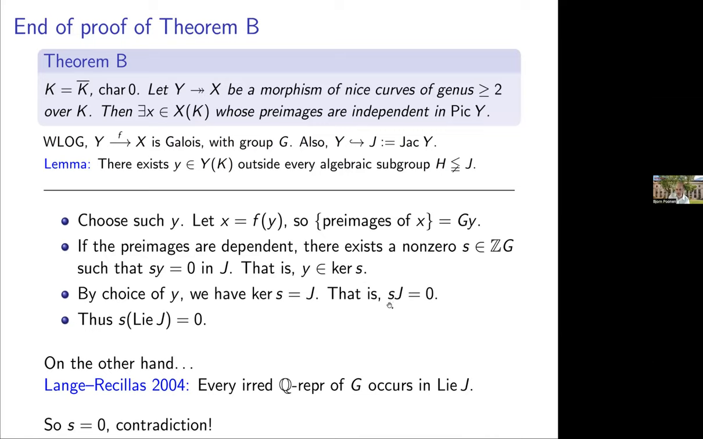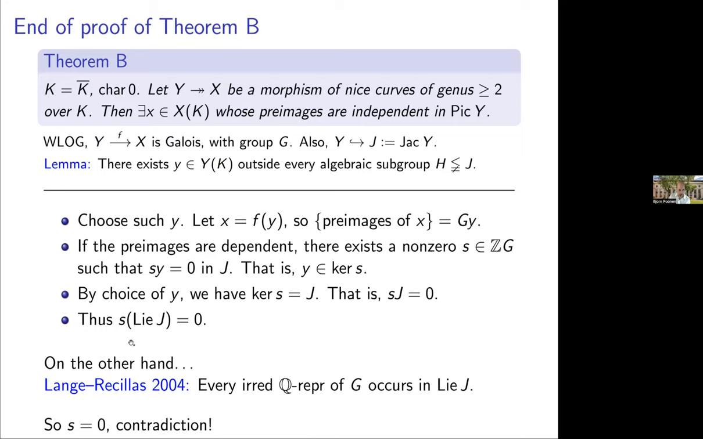So if the kernel of S is the whole Jacobian, that means that S kills the entire Jacobian. So now we have this non-zero group ring element that, as an endomorphism, kills the entire Jacobian. And then by functoriality, that same S will have to kill the Lie algebra of J. I'm thinking here that the Lie algebra of J is a K-vector space, but it has a G action. So this Lie algebra is a representation of G, and it's killed by this group ring element. On the other hand, when you have a Galois cover of curves of genus at least two, and you look at the Lie algebra of the Jacobian of the curve upstairs as a representation of the Galois group, it turns out that all the irreducible representations of G occur in that Lie algebra.